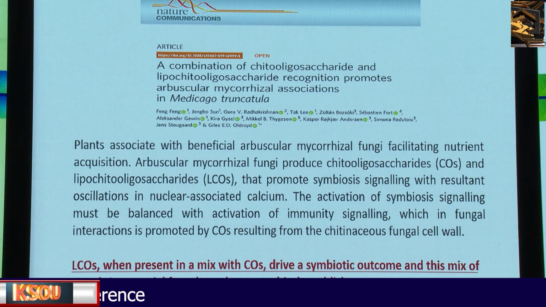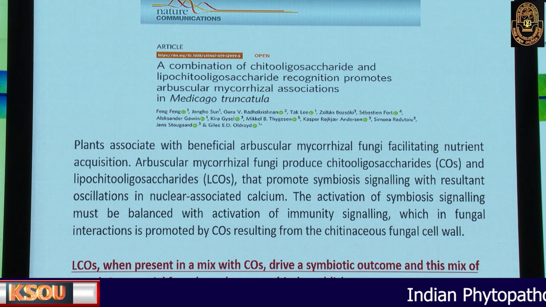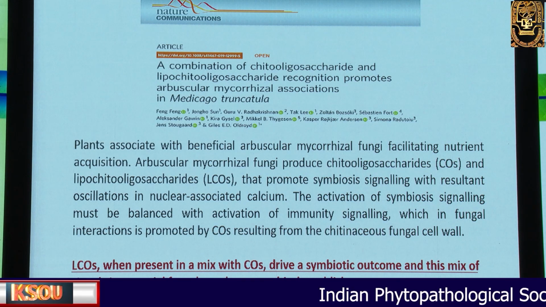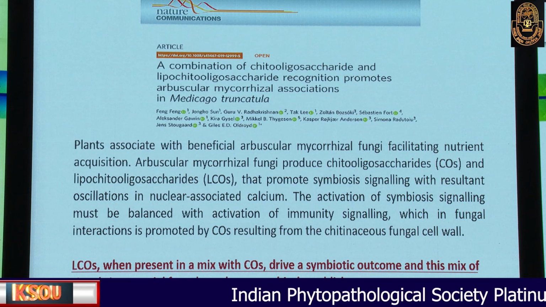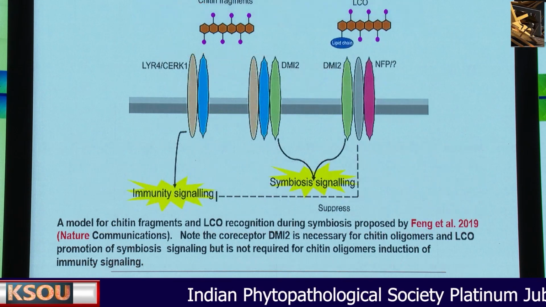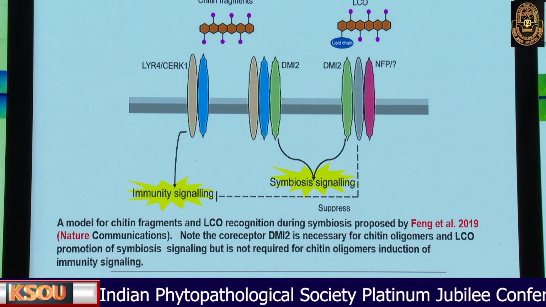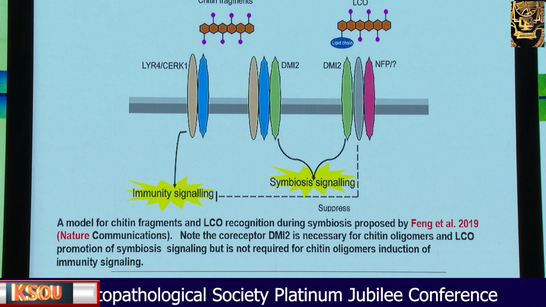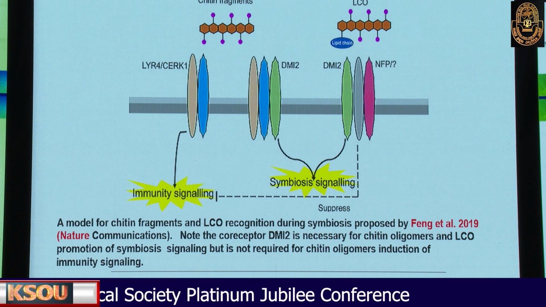LCOs, when present in a mixture along with the chitin oligosaccharides, drive a symbiotic outcome, and this mixture of signals is essential for arbuscular mycorrhizal establishment. This has been proven in one of the recent publications in Nature Communications. That was not our work. I am trying to tell you that this is where the research is going, and the cartoon form of that is a model of the chitin fragments and LCO recognition during symbiosis.